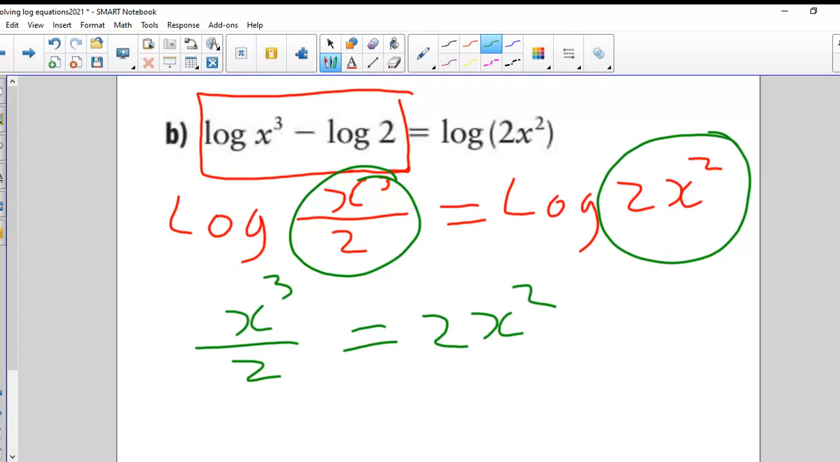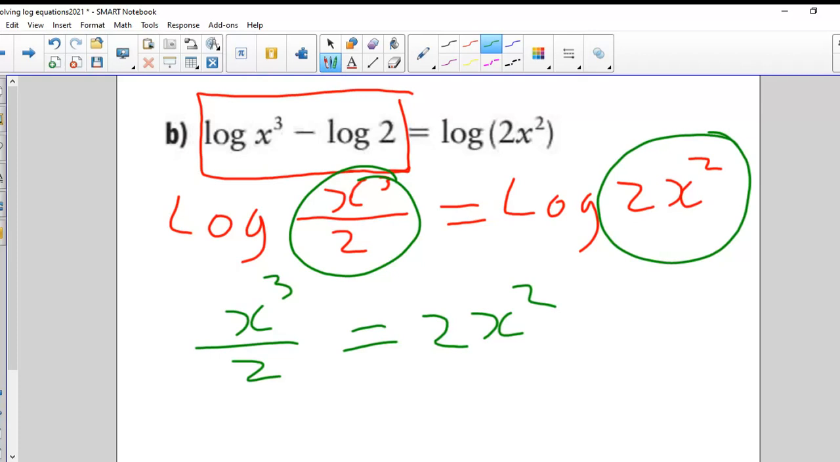All right, is everybody clear on that? Does that make sense to everybody? I want to make sure that step makes sense. If it's a log on the left equal to a log on the right, as long as the two bases are the same, then we're good to go.